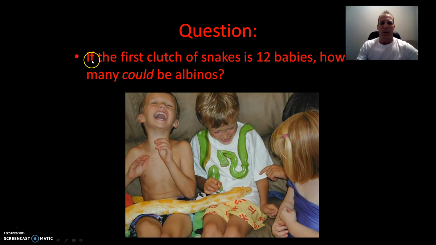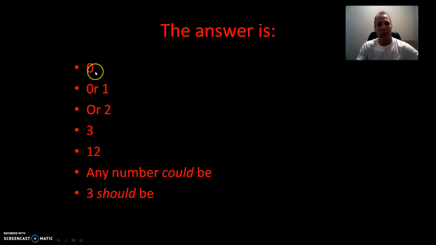Well, let's look at this one. If the first clutch of snakes is 12 babies, how many could be albino? Well, I want you to pause this video and think about that. All right then. Well, this is pretty easy. You have a hybrid crossed with a hybrid. It's a 1 to 2 to 1 ratio. In other words, 25% should be albinos. 25% of 12 is 3. And if you said that 3 could be albino, you're wrong again, because none of them could be albino. 1 or 2 of them, or 3, or all 12. How many should be? Well, 3 should be albino. All of them, none of them, anything could be. Punnett squares simply predict. They don't tell the actual outcome.